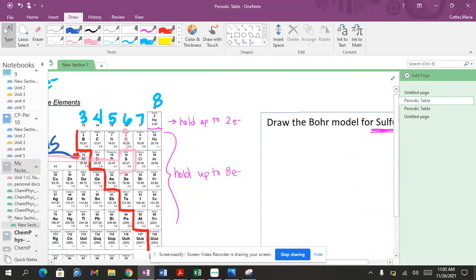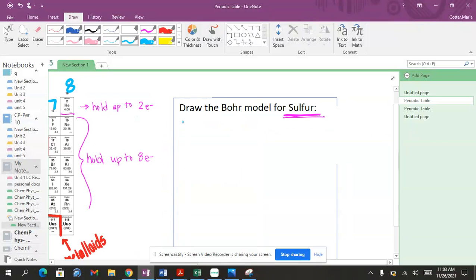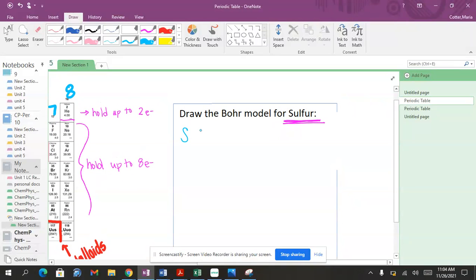So I can start identifying some really key information about sulfur right off the bat. Sulfur's symbol is an S. It's got an atomic number of 16, so it has 16 protons. This means it also has 16 electrons under the assumption that this is a neutral atom. We're not talking about an ion at this point.